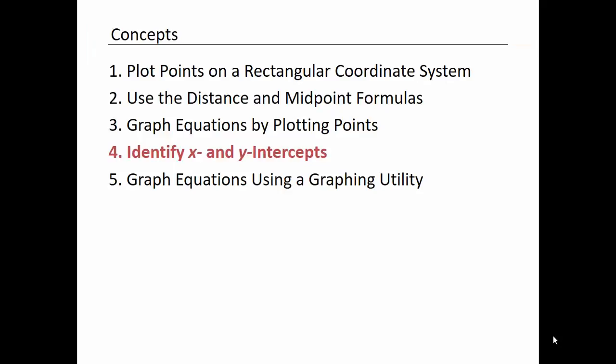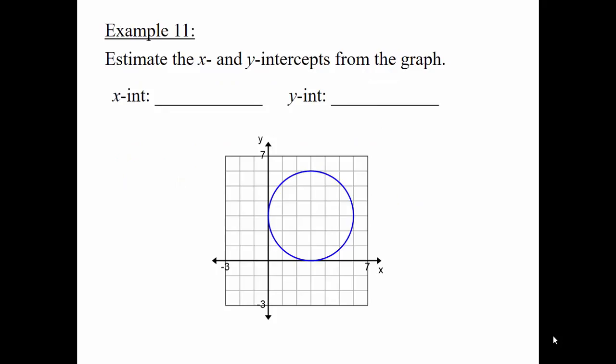Identify x and y intercepts. Estimate the x and y intercepts from the graph. Well, you look where it crosses the x-axis is the x-intercept. Where it crosses the y-axis is the y-intercept. So the x-intercept is right about 3, 0, and the y-intercept is at 0, 3. Now notice what's important about this is where it crosses the x-axis, the y is 0, and where it crosses the y-axis, the x equals 0.